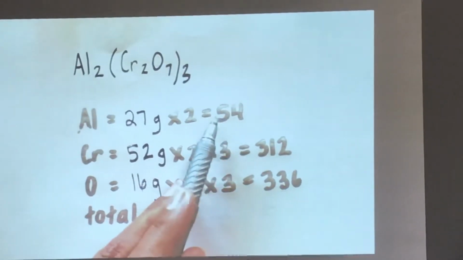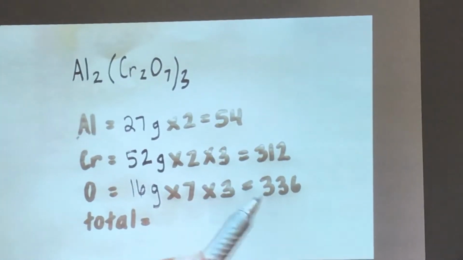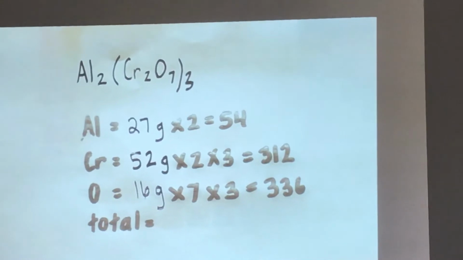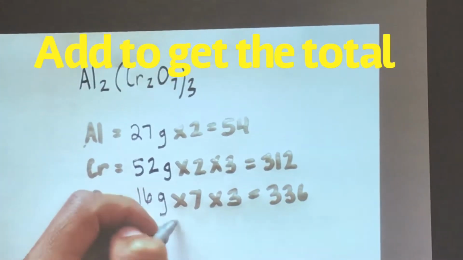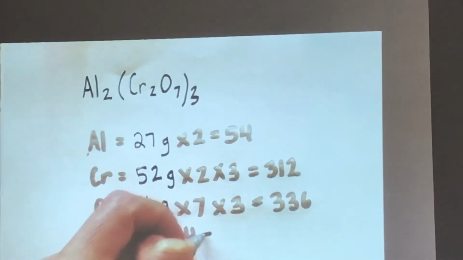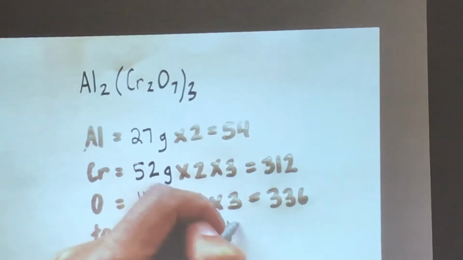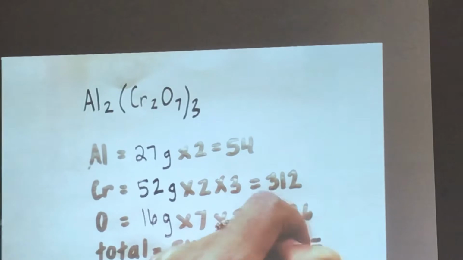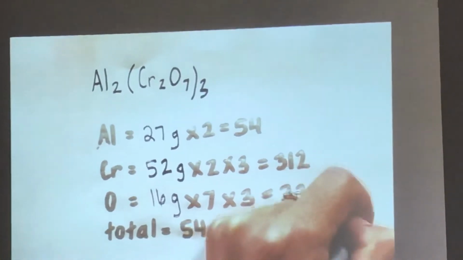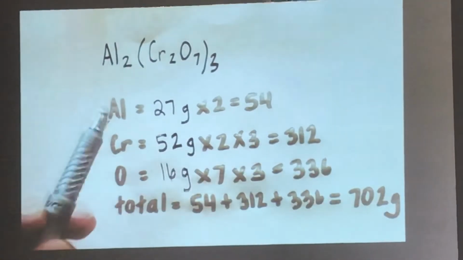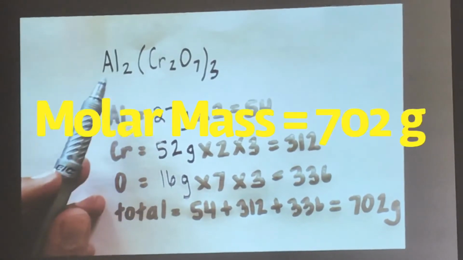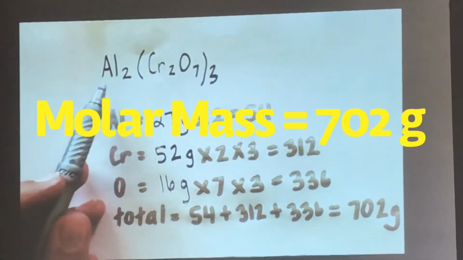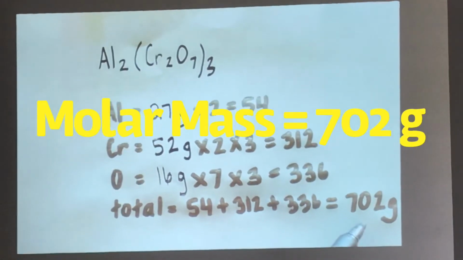Once I have masses of the separate elements, I need to add them together to get total, which is my molar mass. So over here, 54 plus 312 plus 336 equals 702 grams. So molar mass of aluminum dichromate, that's how you call the substance, is 702 grams.